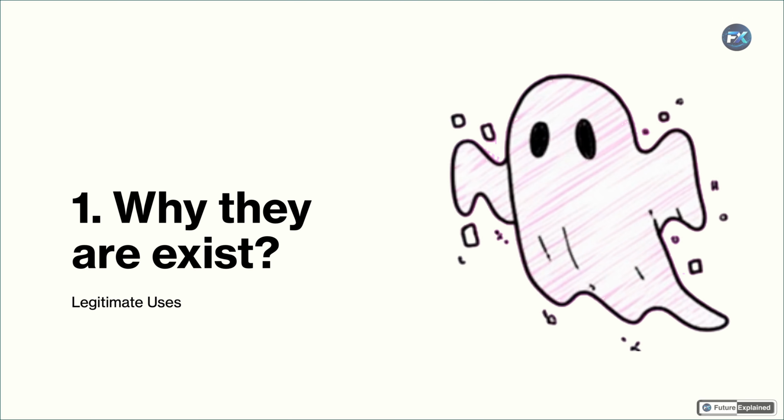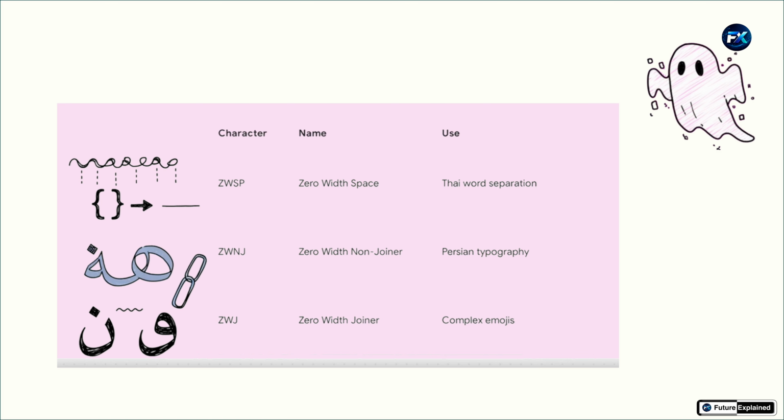So why on earth build a system with invisible characters in the first place? Section 1. Why do they exist? The legitimate uses of invisible text. Let's break down a few of the main types.